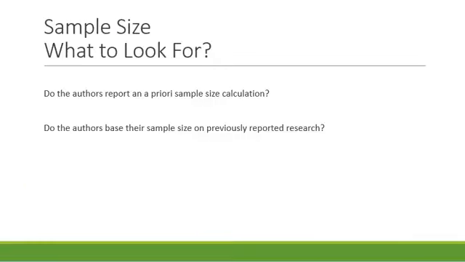So as you read a paper, do the authors report an a priori sample size calculation? Or do the authors base their sample size on previously reported research? That may be an acceptable way of doing things. If Johnson et al. reported that 100 subjects was appropriate, then maybe Smith et al. might model that same sample size.